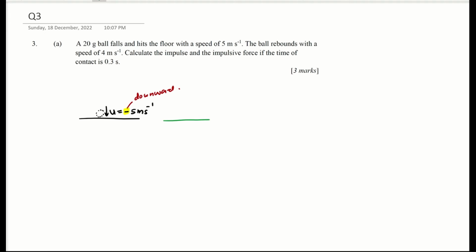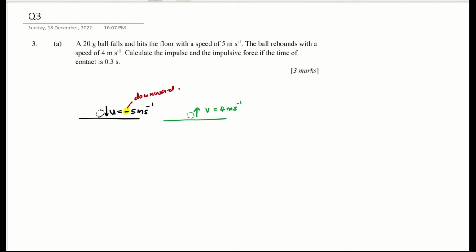And then what happened after collision? So the ball is moving upward. So V is equal to +4 meter per second. Okay, and then the contact time between the ball and the floor is given, which is T.